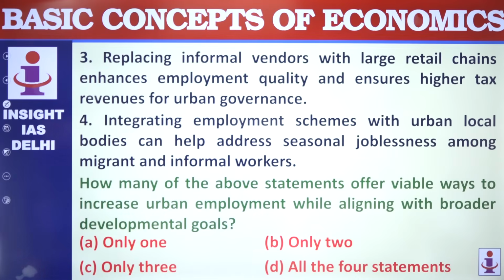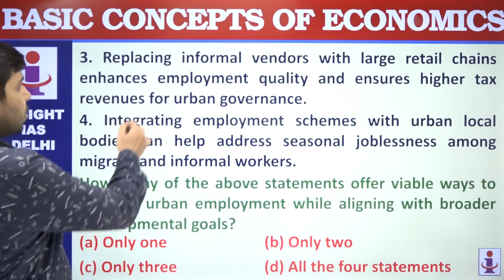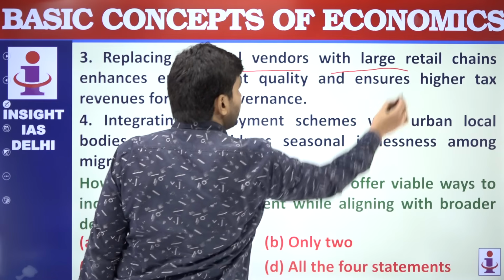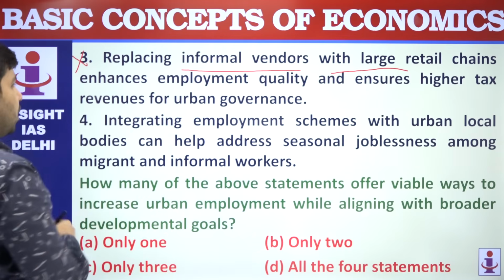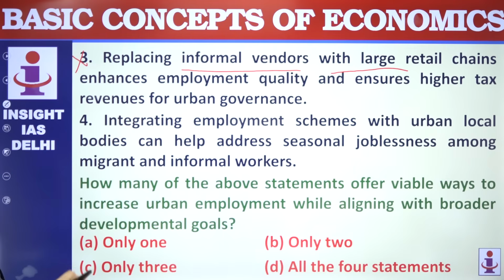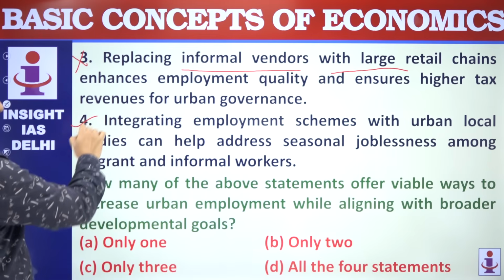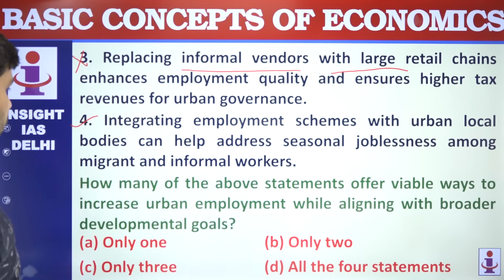Replacing informal vendors with large retail chains will lead to unemployment. So this statement is not correct. Integrating employment schemes with urban local bodies. Yes, this is correct. Help address seasonal joblessness. Yes, this is correct. Offer viable increase in urban employment. Only 3. Option C will be your correct answer.